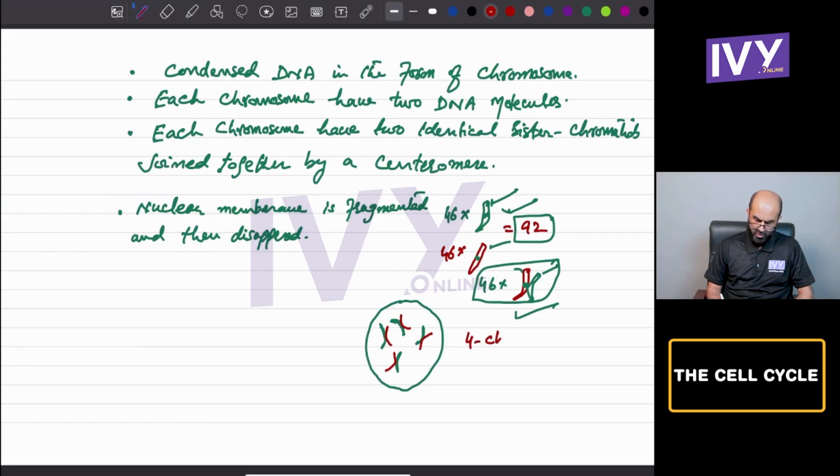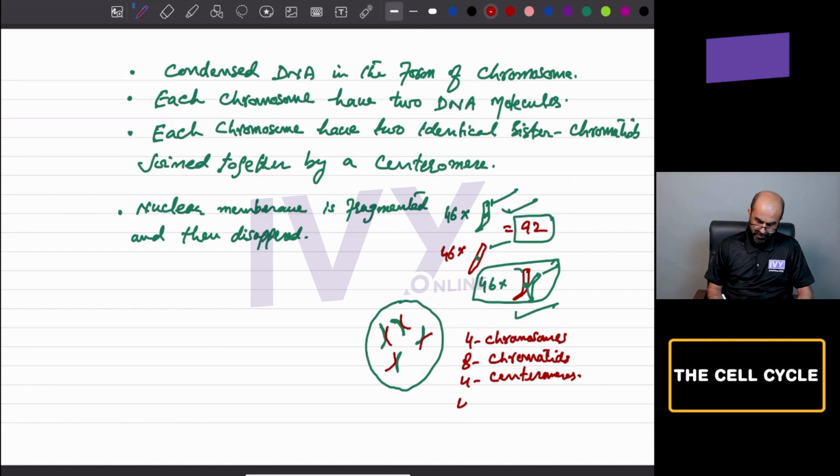So here we have 4 chromosomes, 8 chromatids, 4 centromeres, and 8 DNA molecules. Or you can say 16 DNA strands.